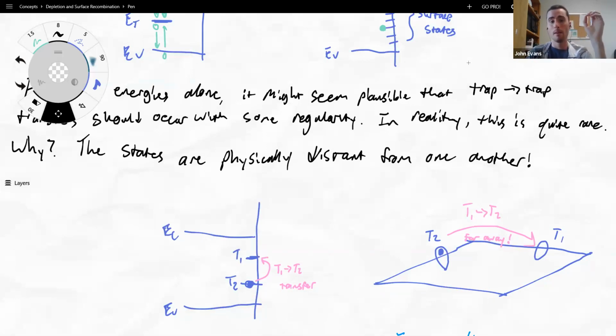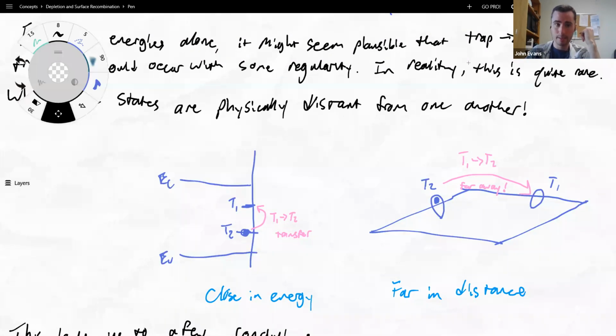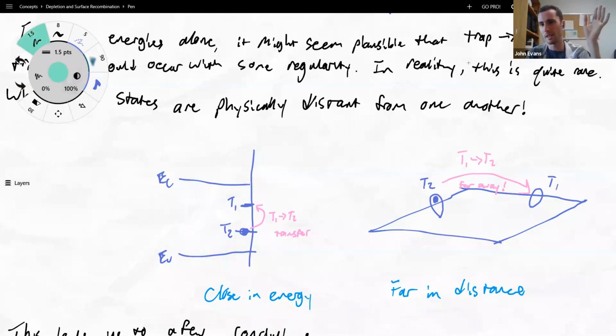Well, these states, let's call them T1 and T2 for trap 1 and trap 2. In energy, it seems like, yeah, it's super easy. There's not a whole lot of energy difference between these states. They're pretty close. We have enough thermal energy. We should be able to move the electron between them. But if you look at the actual system, what you would have to do is take an electron from this individual state and move it way over here, which, if you recall our discussion on tunneling, is going to be pretty hard. These are usually, again, separated by a fair distance.